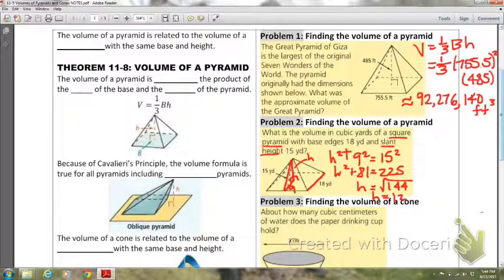Now you use that to plug into your volume formula, because volume is still 1/3 the area of the base times the height. So we have 1/3 the area of the base, since it's a square with a side of 18, is 18 squared, and then the height, which we just found, is 12. Plug that in your calculator and you will get 1,296 yards cubed.